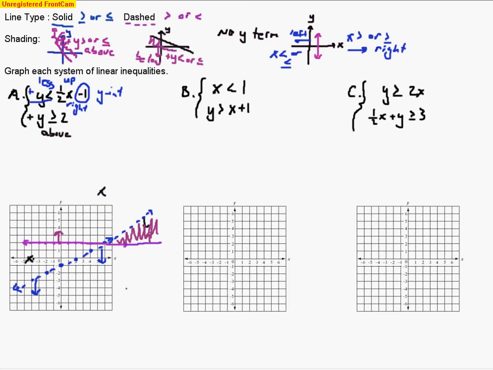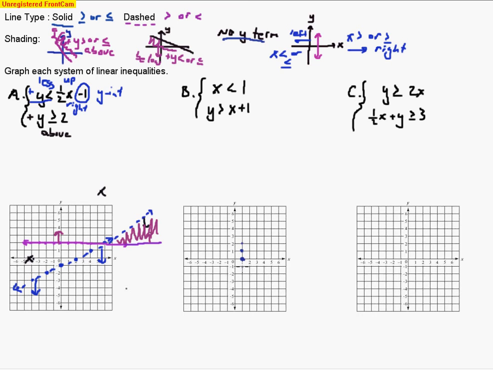Let's say we have there's no y term here, so there's only x. So remember, when there's no y term, that means we have that vertical line. So it's going to go right through x at 1. So I'll put a dot right there, and then it's just a vertical line.